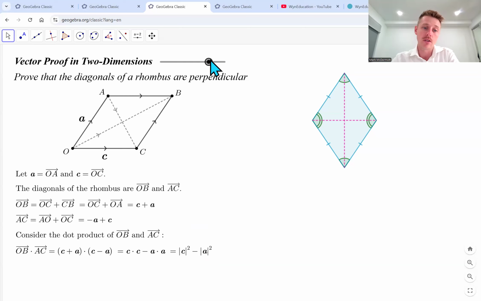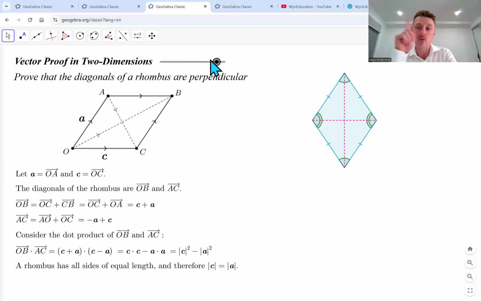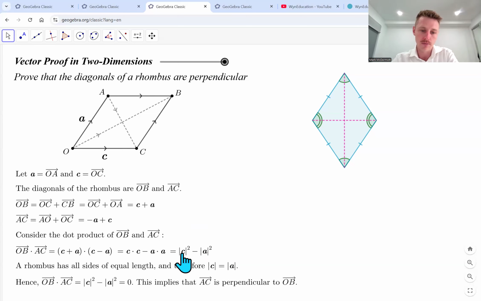Okay, and hopefully you're seeing where this is going. Since a rhombus has all four sides equal in length, we know that the magnitude of C equals the magnitude of A. So this must equal 0, because these two magnitudes are the same. And so this implies that AC is perpendicular to OB. And so there is our proof that the diagonals of a rhombus are perpendicular using vectors.